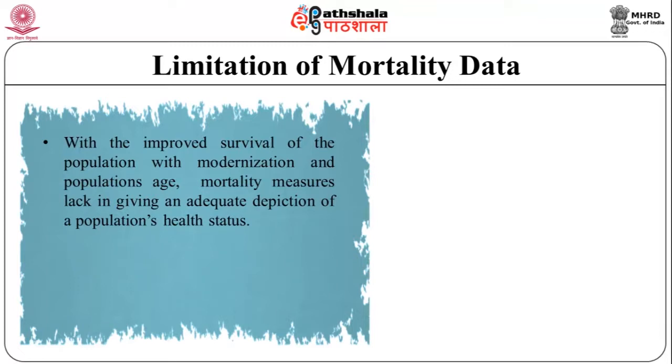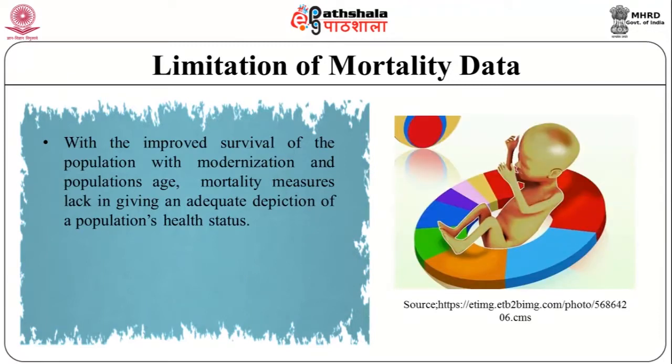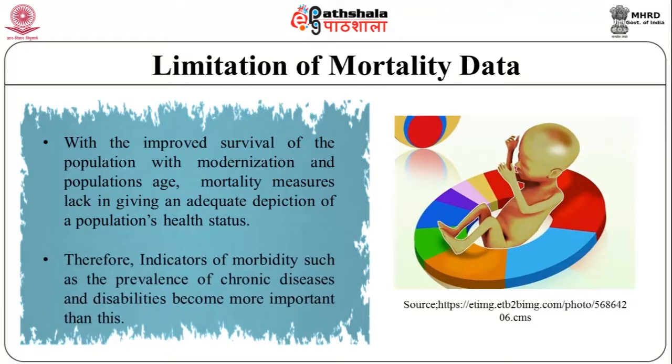With the improved survival of the population with modernization and population aging, mortality measures lag in giving an adequate depiction of a population's health status. Therefore, indicators of morbidity, such as the prevalence of chronic disease and disabilities, become more important.